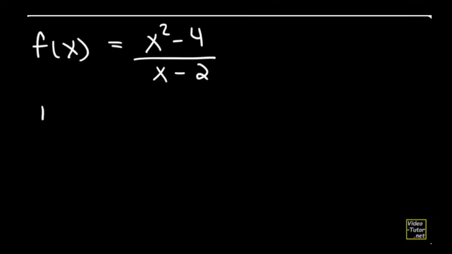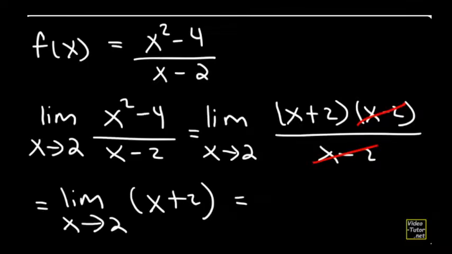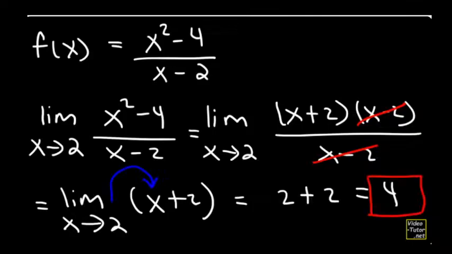So now we can use direct substitution. We can replace x with 2, so this becomes 2 plus 2. And this gives us the limit, which is 4. So this tells us that as x gets closer and closer to 2, the y value, or f of x, will approach a value of 4.